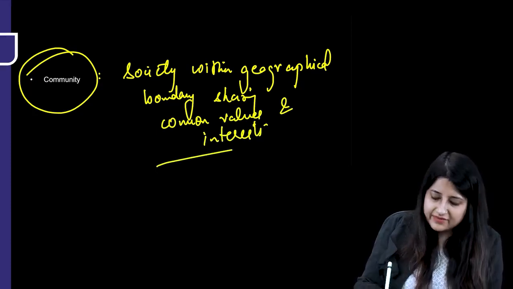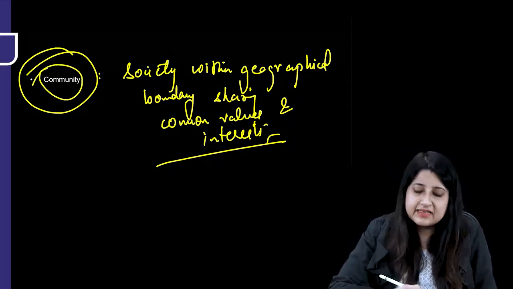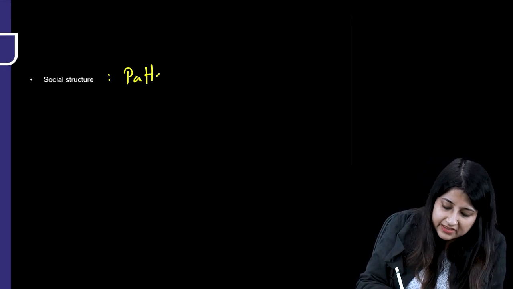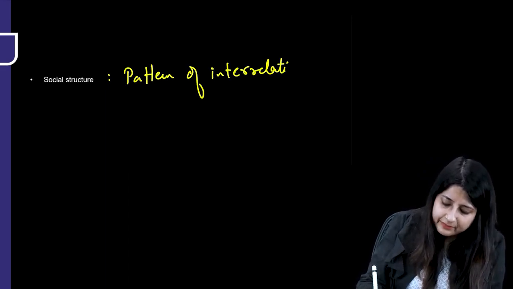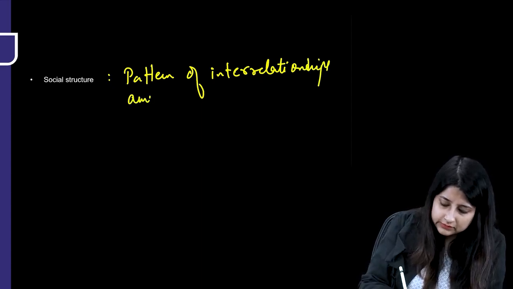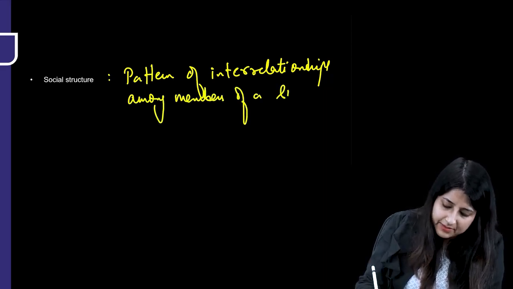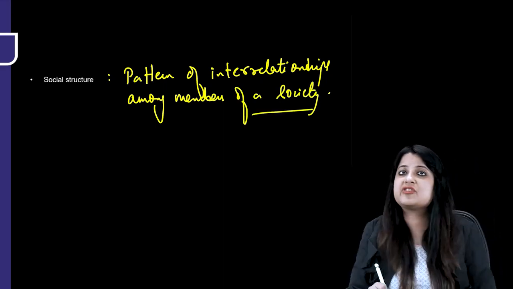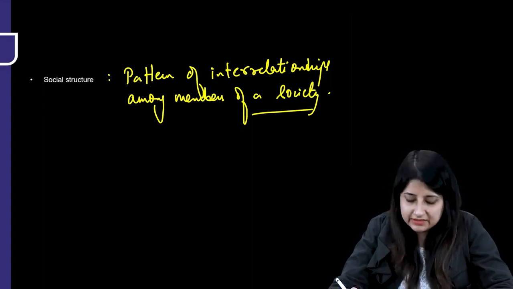So whenever you get the definition, just see if they've mentioned society within geographical boundary, that is community. These are two very, very important definitions. What is the third one? Social structure. What is social structure? It is nothing but the pattern of interrelationships among members of a society. How are the people residing in a society behaving amongst themselves?